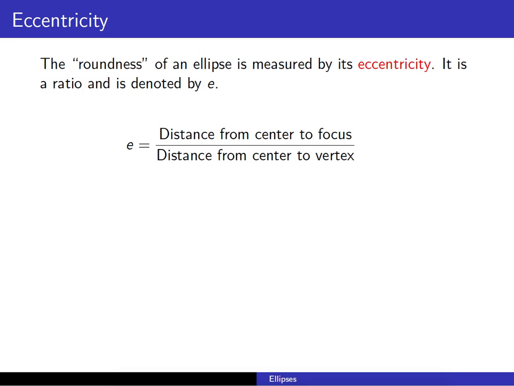So we denote eccentricity by the letter E. It's not that base of the natural logarithm, the exponential function we looked at in prior math classes, but it's the distance from the center to the focus point divided by the distance from the center to the vertex. Or in terms of variables, it's C divided by A, the value of C divided by the value of A. So the closer the center is to the focus point, the more it looks like a circle.